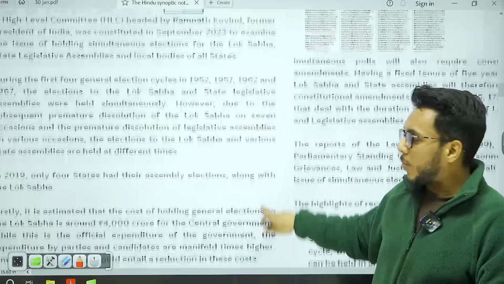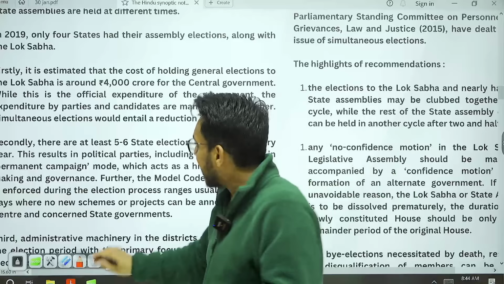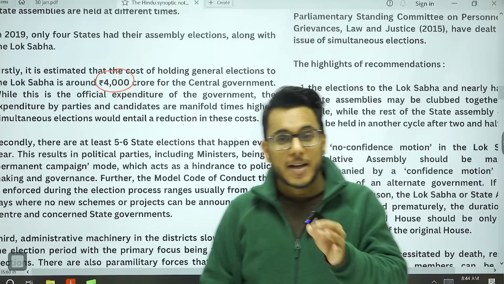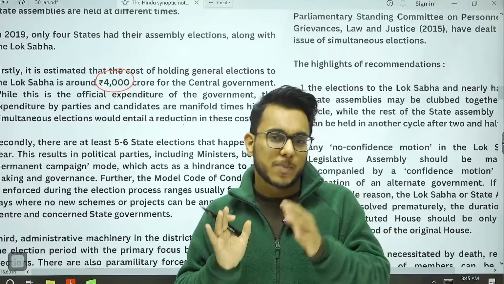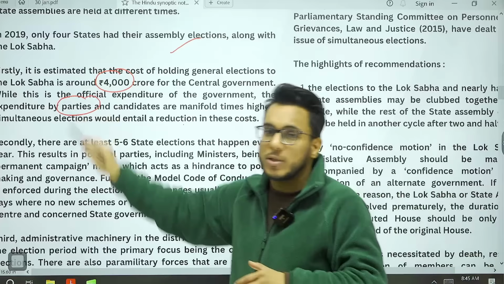Benefit number one, it has been said that just 4,000 crore rupees are being spent only on the election of Lok Sabha. Apart from that, state legislative assemblies have their expenditure, and depending on the size of a state, election expenditure will vary. So, thousands of crore rupees are being spent on elections. This is one. Also, it has been provided that political parties also have to incur expenditure, and this expenditure is huge.